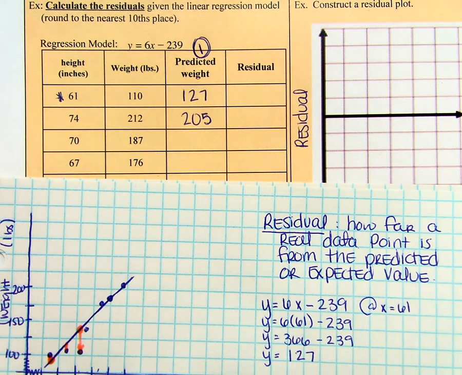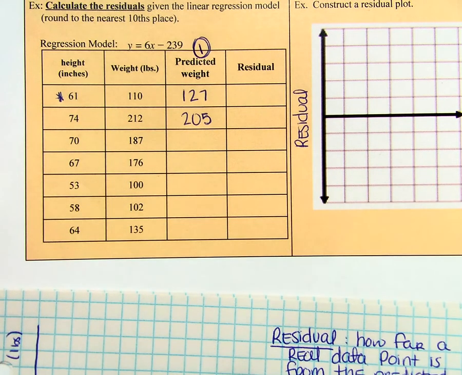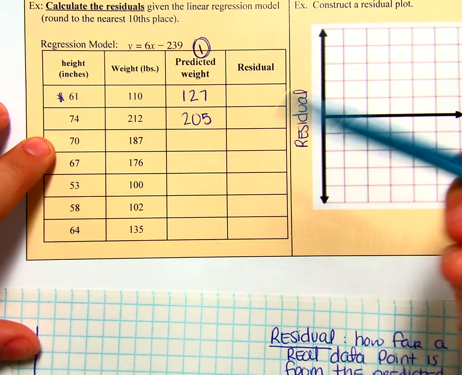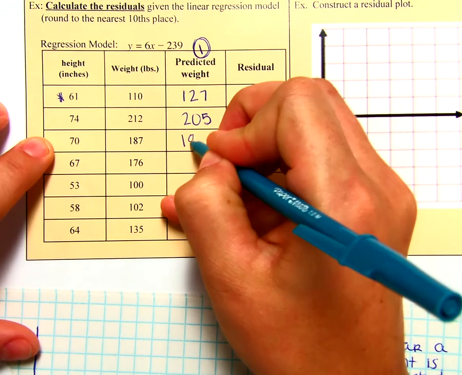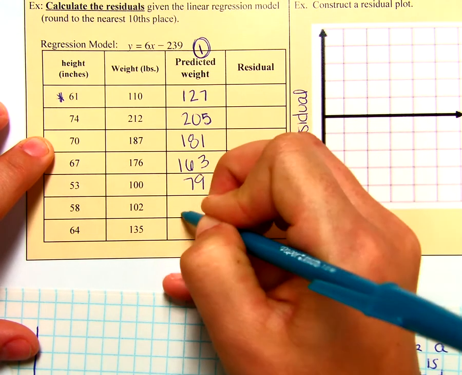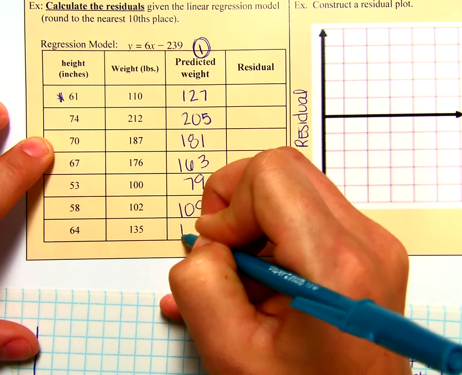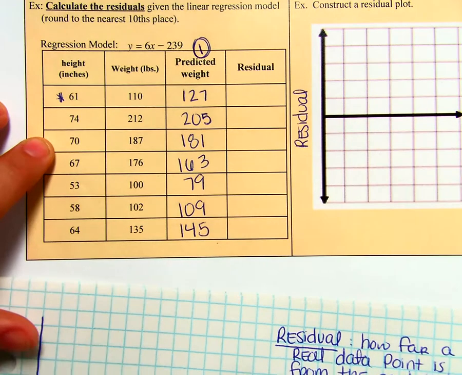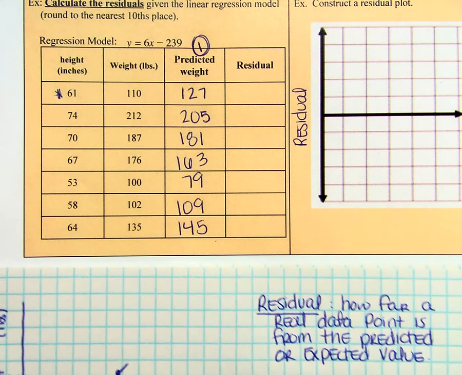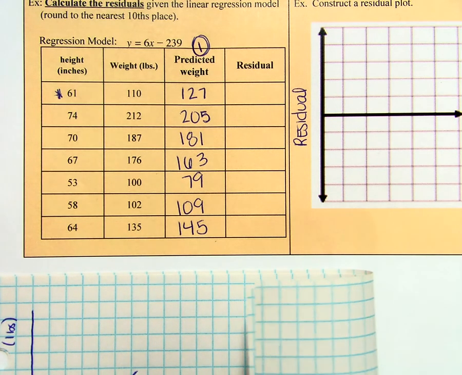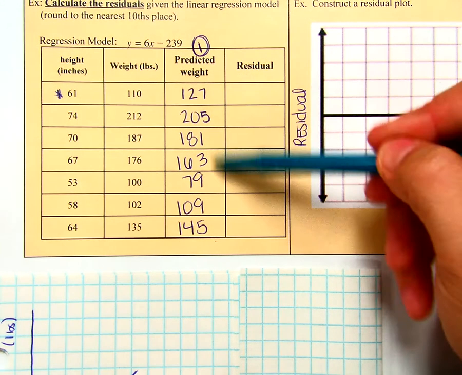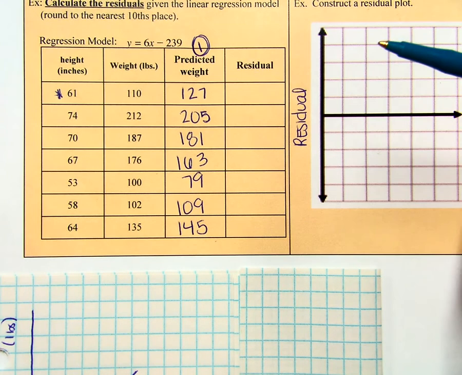Okay. I'm just going to fill in the rest of these values so that we can move on. So I've already done the math. 163, 79, 109, and 145. So again, the first thing you want to do is go ahead and calculate all of those values. So find out what is predicted based on the regression model.